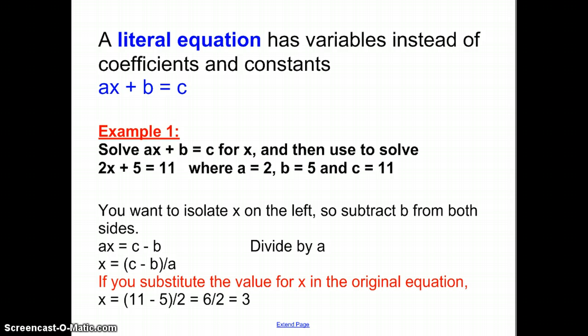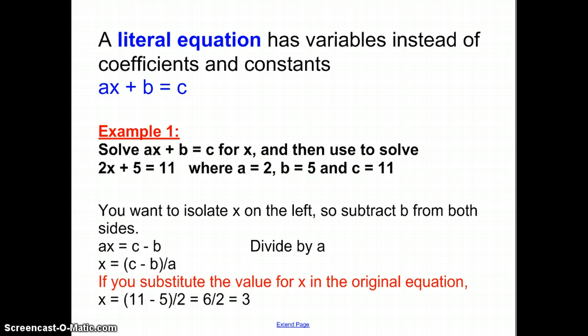So we go back to our literal equation, and to solve it, we're going to isolate x on the left-hand side. So we're going to subtract b from both sides so that we get ax equals c minus b. When we divide by a, we get x equals (c minus b) divided by a.